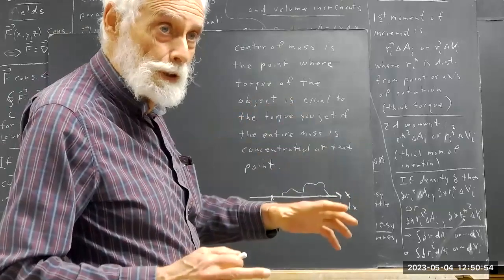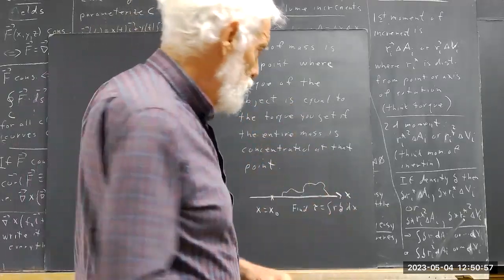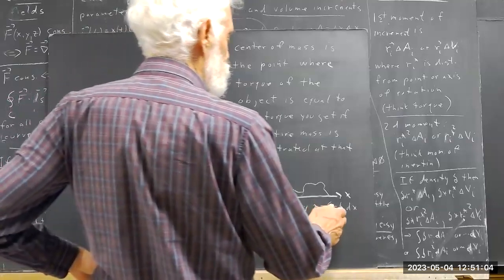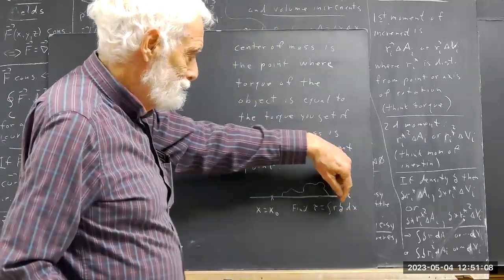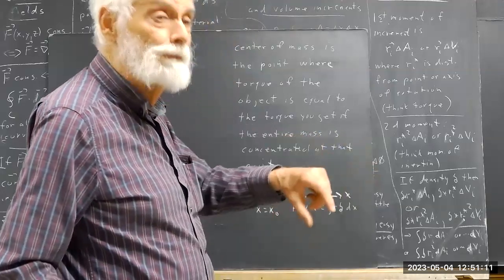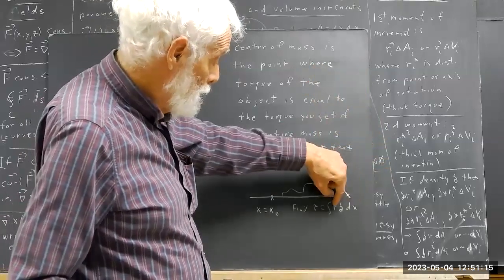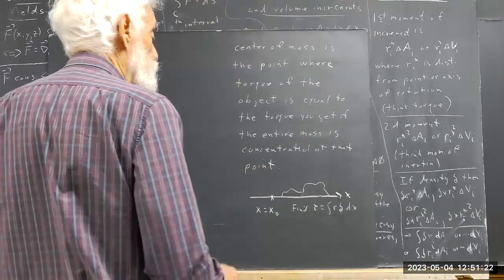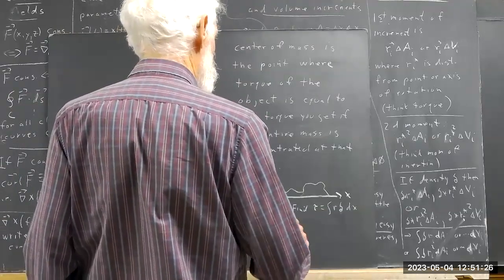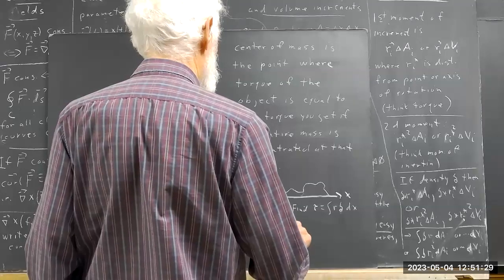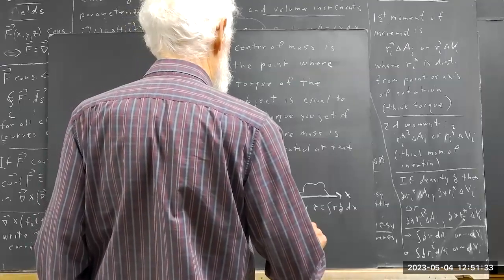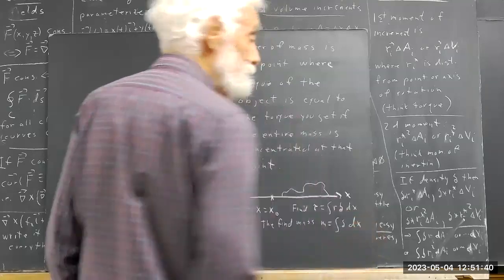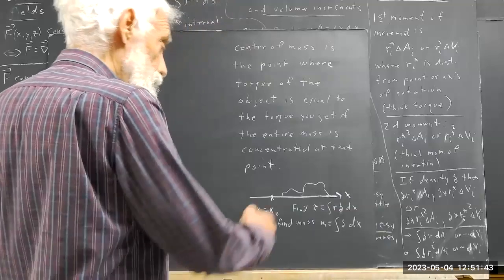Read the book's explanation, which you presumably have been through. So it's just delta times dx. Well, the delta times the length increment is your mass density times your length increment. That's going to give you that mass. And you multiply that by R, which would be like x minus x naught.